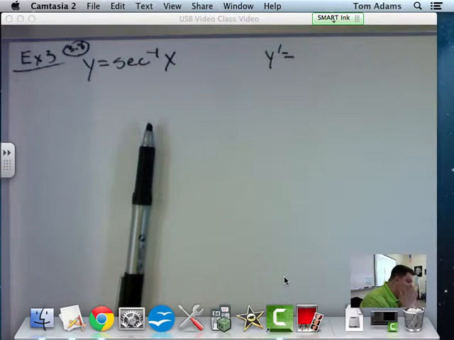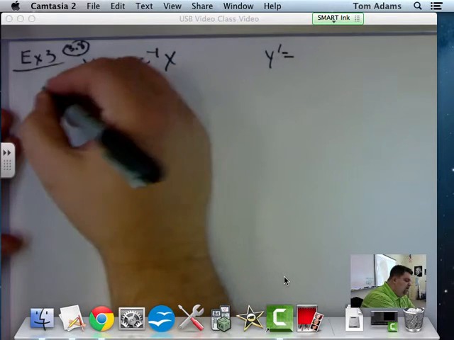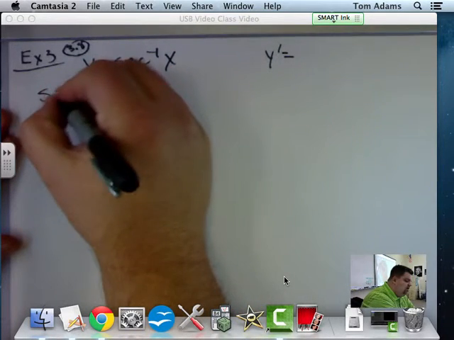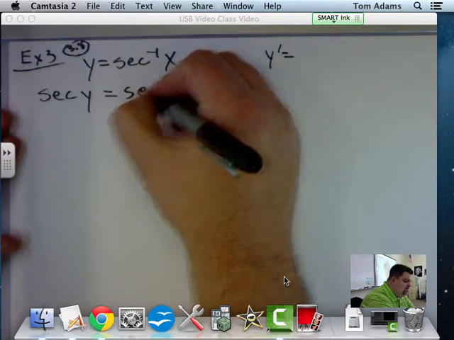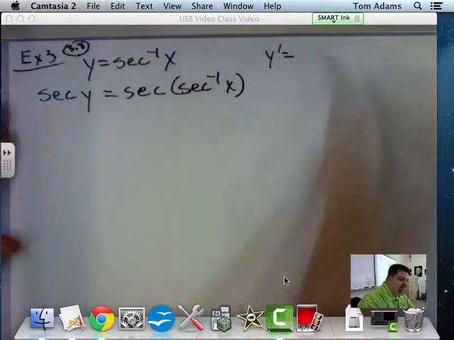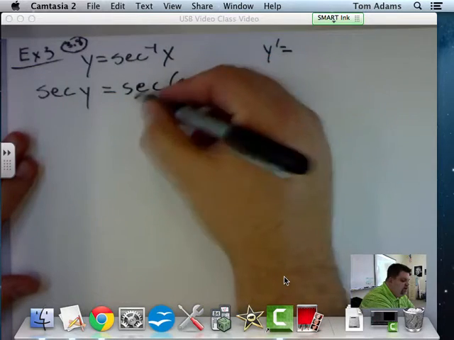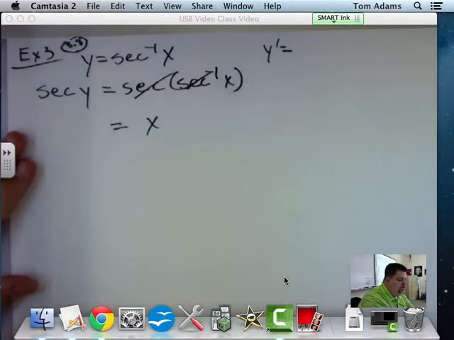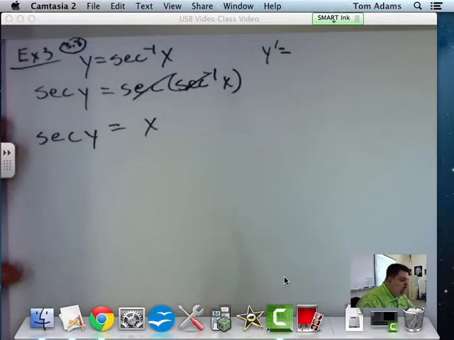So to find the derivative of y equals arcsecant of x, we're going to do like we've done the other two examples. The first step is I'm going to do the composite function. I'm going to take the secant of y and then take the secant of arcsecant of x. Now, secant and arcsecant are inverses of each other. They undo each other, and I'm just left with x over here. So then the relationship becomes secant of y equals x.